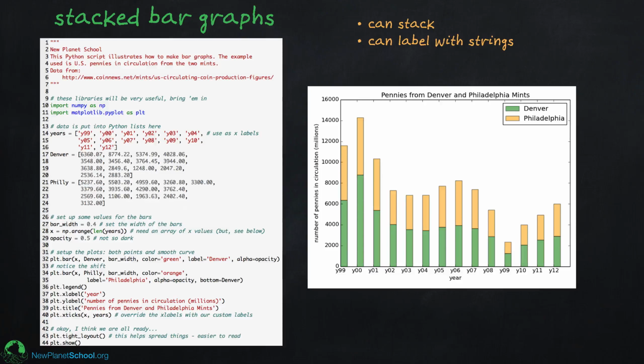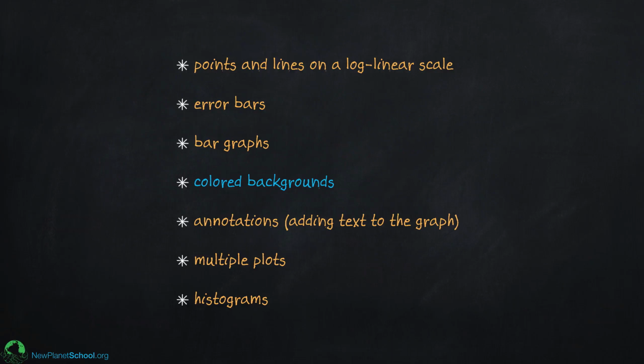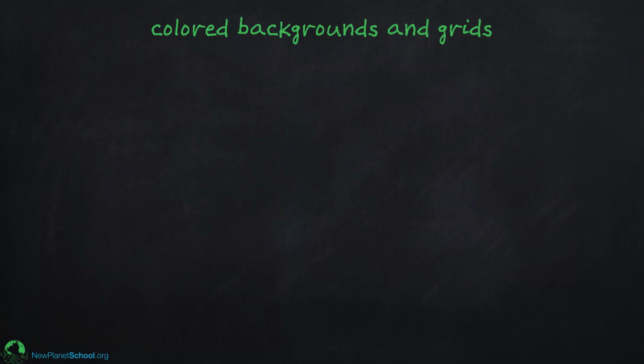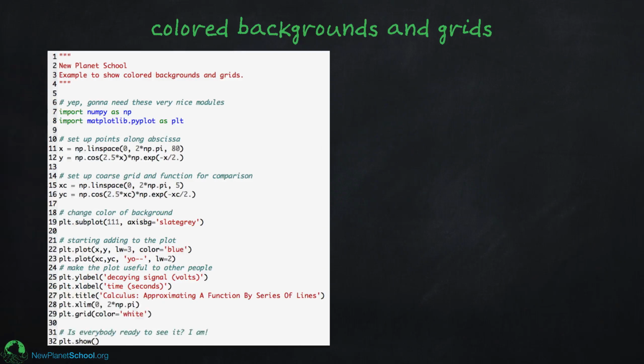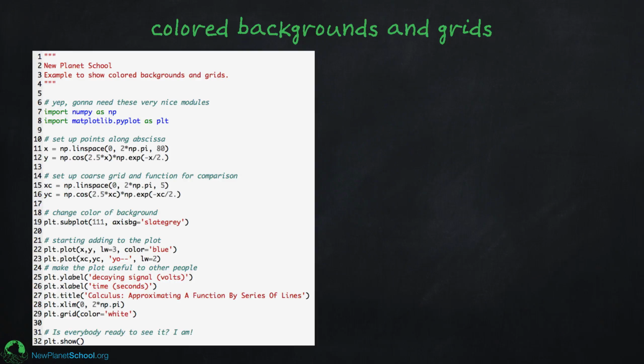So let's move on. Okay, colored background. Let's do colored backgrounds and grids. Okay, how do we do that? So here's an example that I use from calculus. And basically the script is the usual stuff at the top. And then I use NumPy to create some x values. I evaluate some functions to get some y, just to generate some function. And then I do it again with a coarse grid.